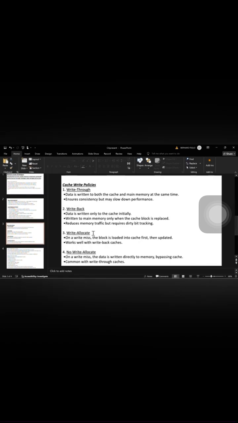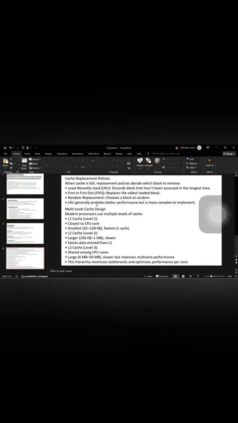And we have the write allocate. On a write miss, the block is loaded into cache first, then updated. So it works well with write back caches. And then the last one, which is the no write allocate. On a write miss, the data is written directly to the memory, bypassing the cache. So it is common with write through caches too.